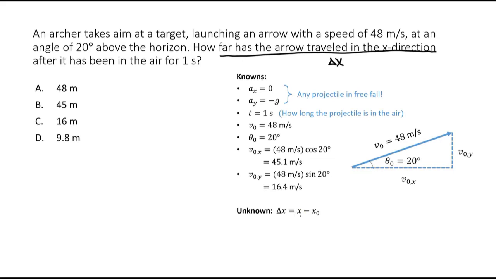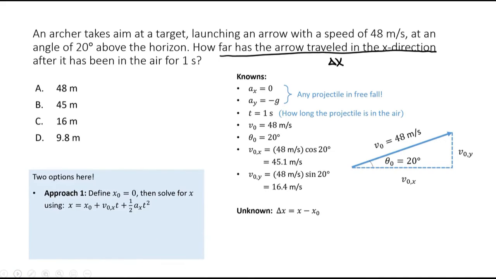So now there are really two ways that you could go about solving this problem. There are two different approaches that you could use. The first option here is, because we don't know anything about the position in the x direction, you're not told anything about that position, you could say, okay, let's go ahead and say that my initial position in the x direction is 0. So x naught is equal to 0. Then you could see that solving for delta x is going to be the same thing as just solving for the final position, x at time t equals 1 second in this case.